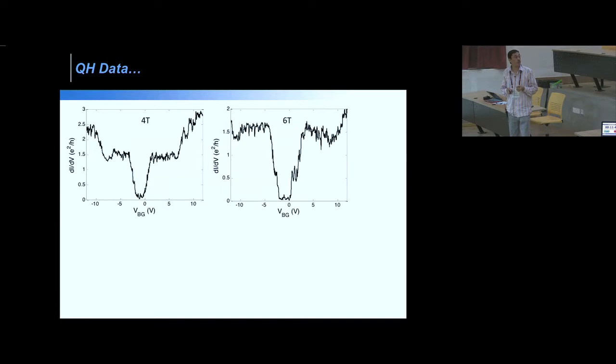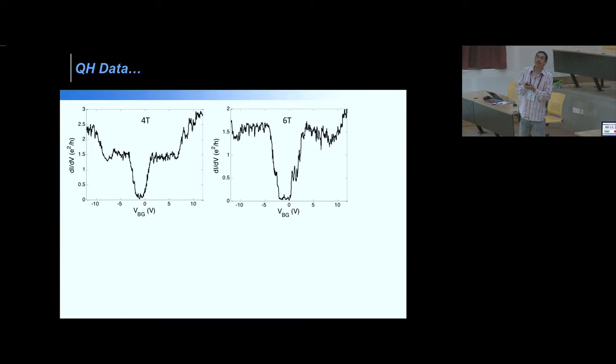So let's see now what the data is for our device. This is the 4 Tesla data. You have this close to 2e^2/h plateau. We don't see exactly 2e^2/h. As I told you, this is a two-probe measurement. We have a finite resistance between graphene and NbSe2, and that's the reason we don't see 2e^2/h. There are lots of fluctuations, and this fluctuation has an importance, which I'm going to come to later.